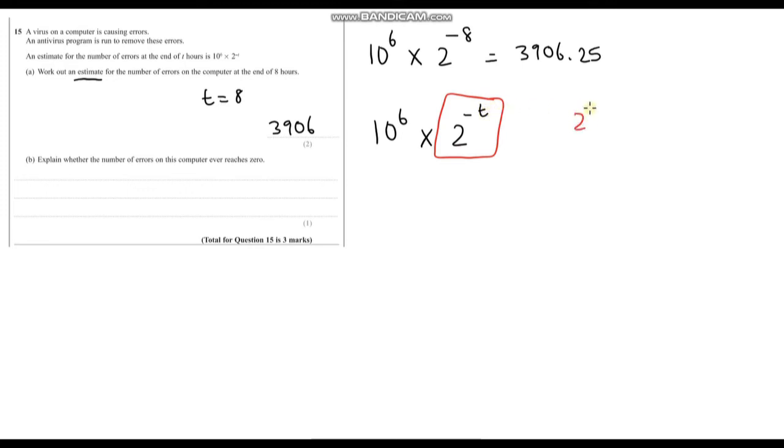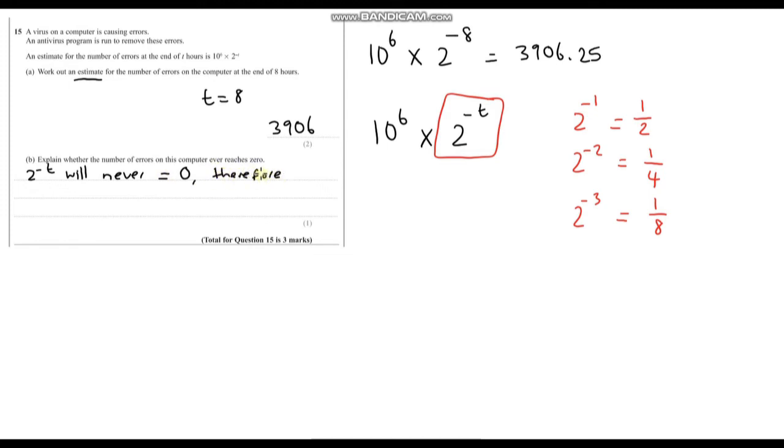So, for example, 2 to the power negative 1, well, that's going to be a half. 2 to the power negative 2, so after 2 hours, that's going to be a quarter. 2 to the power negative 3, after 3 hours, that's going to be an eighth. So notice how this part of our formula is never equal to 0. So if we're multiplying that by this, we're still never going to get 0. So we could say, for our explanation, that 2 to the power negative t will never equal 0.